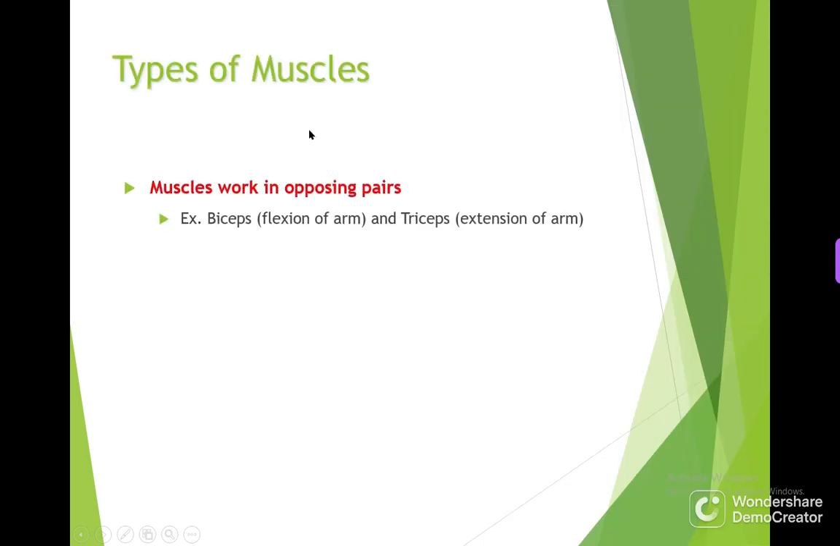The type of the muscles: accordingly, the muscles work in opposing directions, in opposing pairs, for example the biceps, the flexion of the arm, and the triceps, the extension of the arm.